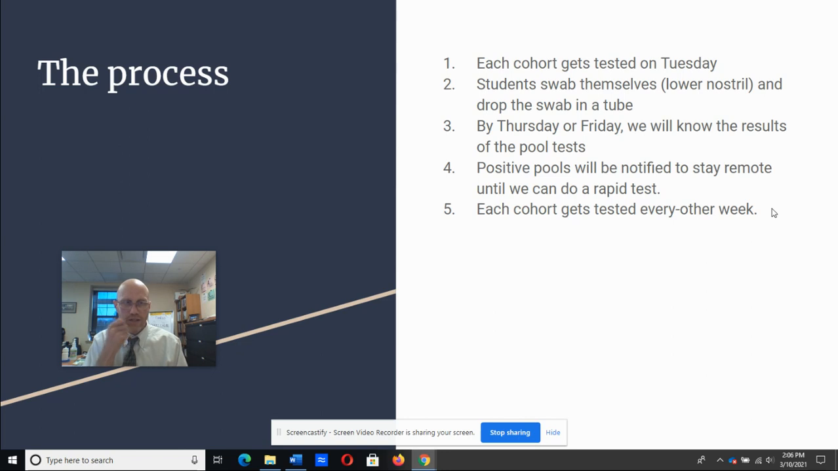All the student has to do is put their swab in a little test tube. Somebody else comes around, seals it up, and takes it away, and then by Thursday or Friday, we get all the pool results. Once we get the pool results, if there's a positive, we can isolate those students, ask them to stay home, and conduct the rapid tests. And if all the pool tests come back negative, we know that nobody that was tested was carrying the virus on that day of testing. Each cohort will get tested when they're here, which is every other week.